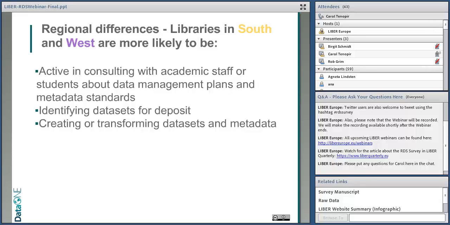The South and West libraries are more likely also to be creating or transforming data sets and metadata. And again, it is still a minority of the libraries that are offering it. They're just slightly more likely to in the South or West.